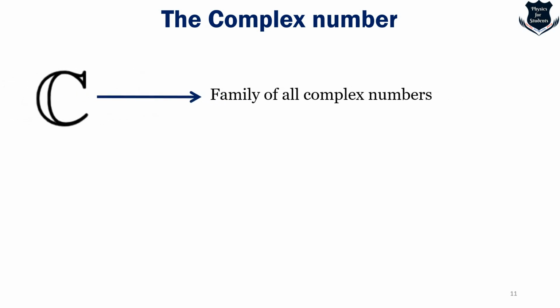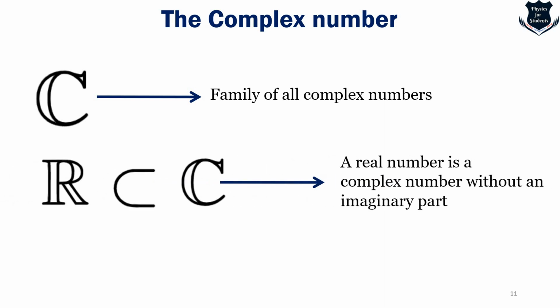Now the entire family of complex numbers is denoted by this double-struck bold C, and we write it like this. So a real number is a complex number without any imaginary part. Okay, so far so good.